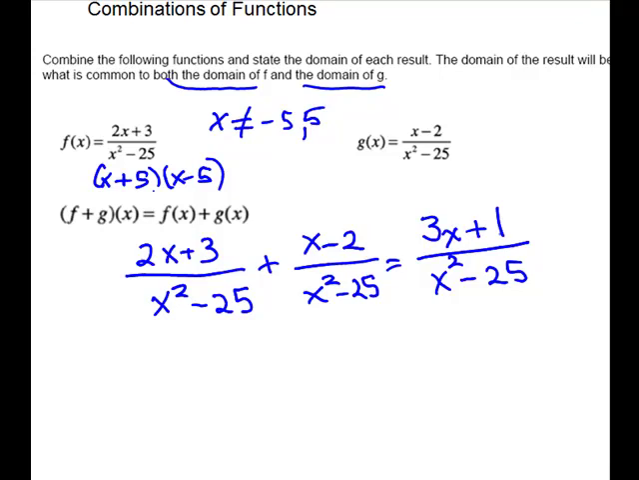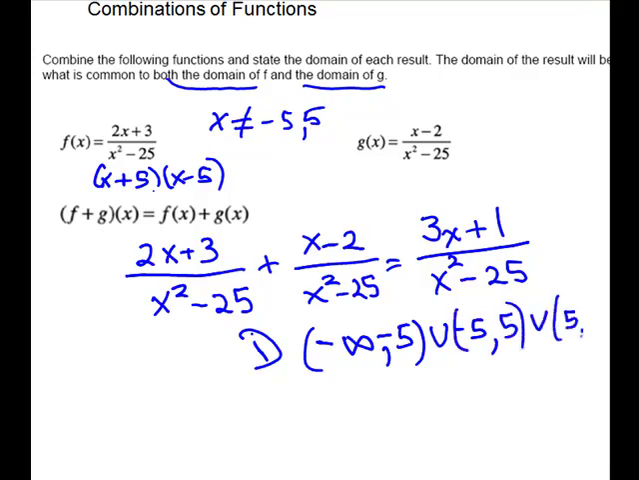You would need to see if it will simplify. This is x plus 5, x minus 5. Nothing divides out with that numerator, so we can leave it in this form. Your domain of this final answer has these two restrictions. So your domain is from negative infinity to negative 5, union negative 5 to 5, union 5 to infinity. So that you're throwing away the 5 and the negative 5.